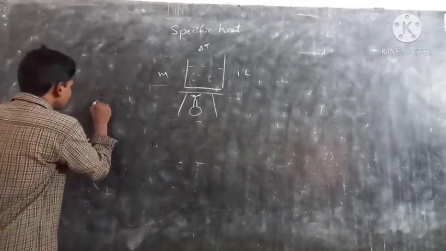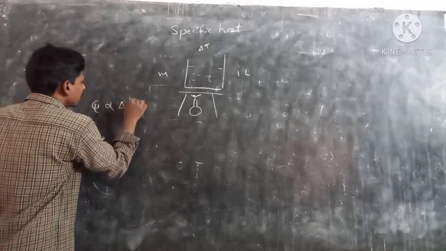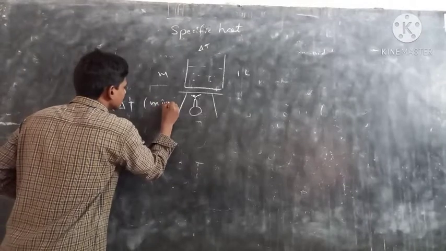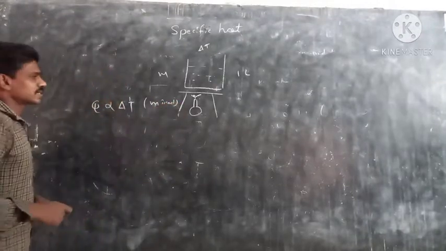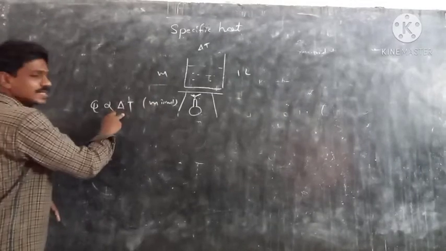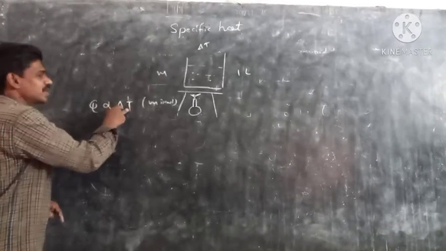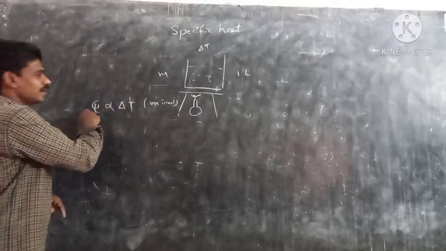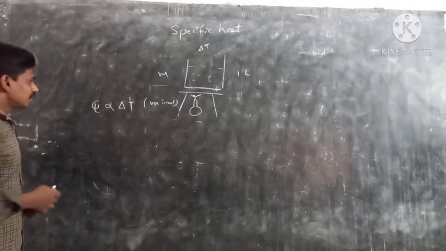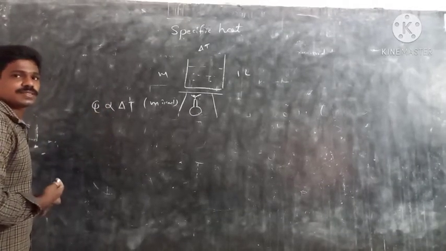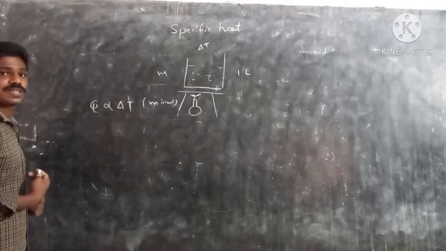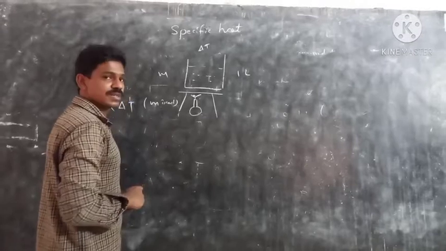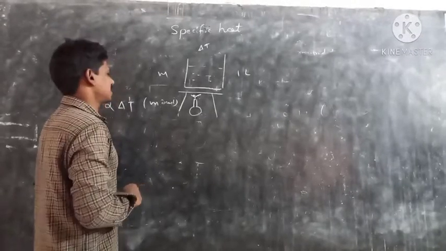That means Q is directly proportional to delta T, where M is constant. For the same mass, the change in temperature is directly proportional to the heat absorbed by it. That means if the heat absorbed rises, the change in temperature rises when M is constant, that means for the same mass of substance.